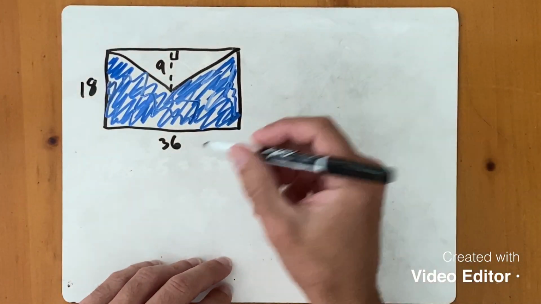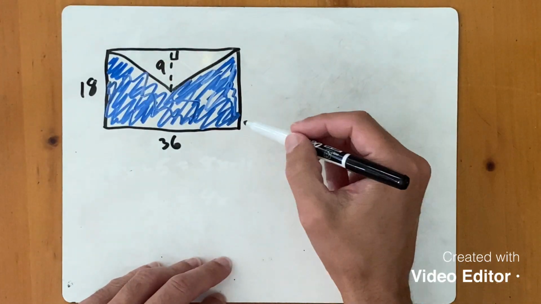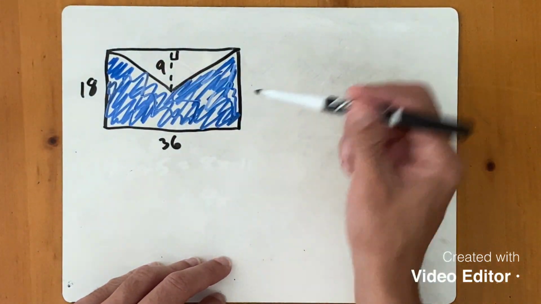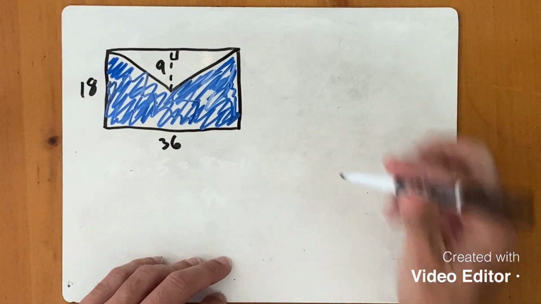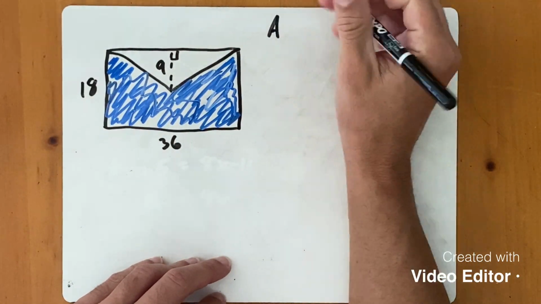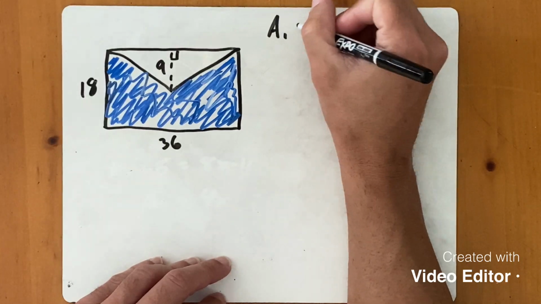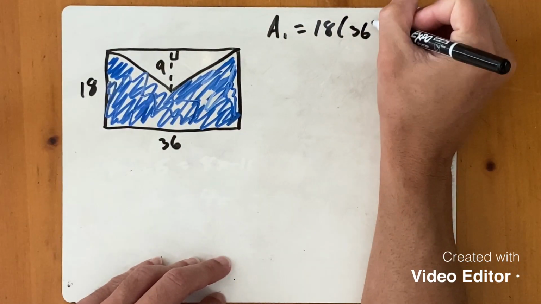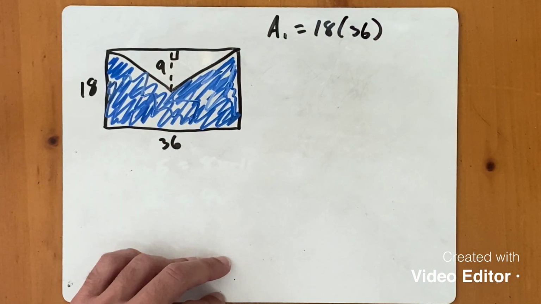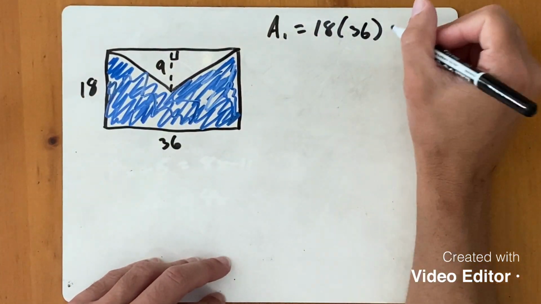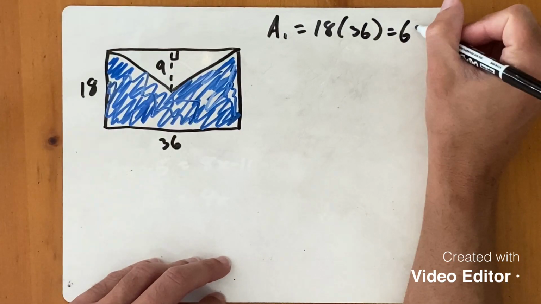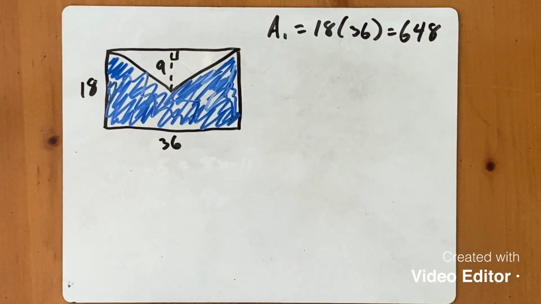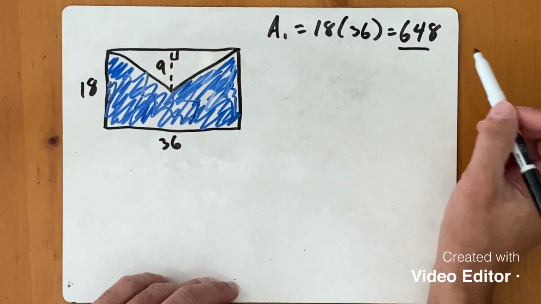So first let's start with the area of the entire envelope. It's in the shape of a rectangle. We've got a dimension of 18 by 36. So the area of the rectangle is going to equal 18 times 36, right? Length times width. So that's going to be equal to 648 square units. Okay, so there's the area of the entire rectangle.